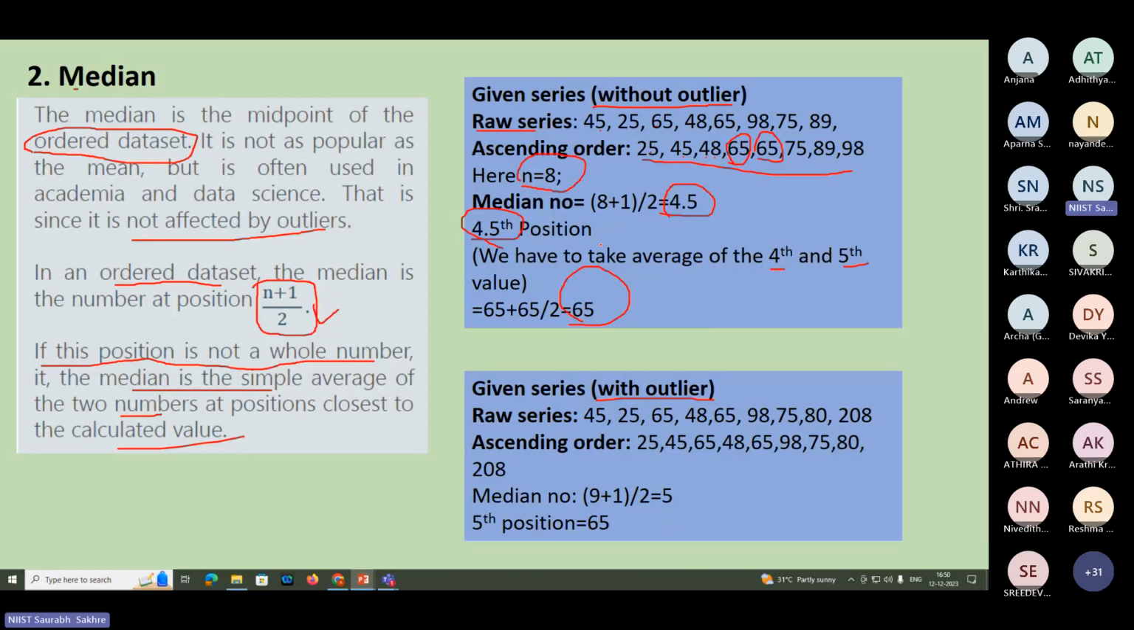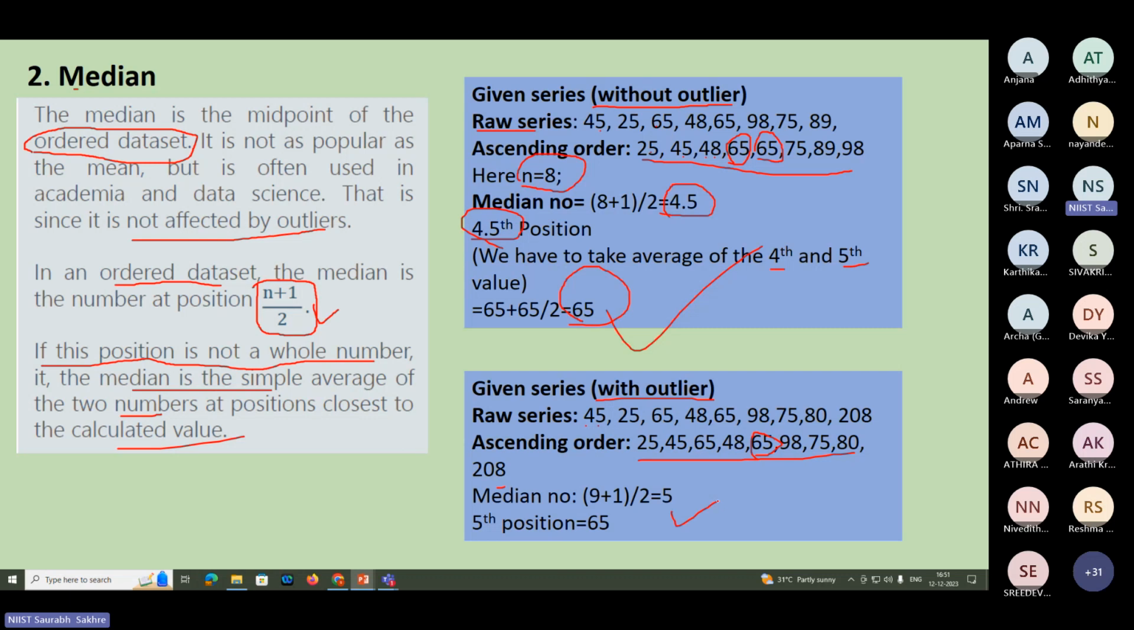Okay. Now I'll see the same example with an outlier. My raw series is this, with that particular outlier added in that. Now I have arranged it in ascending order. In that case, my median number will be 9 plus 1 by 2, because the number of data sets is 9. So 9 plus 1 by 2 is 5, which is the 5th position. At the 5th position, it is 65. Now I want you to observe one thing. See here, without outlier also it was 65. With outlier also it is 65.